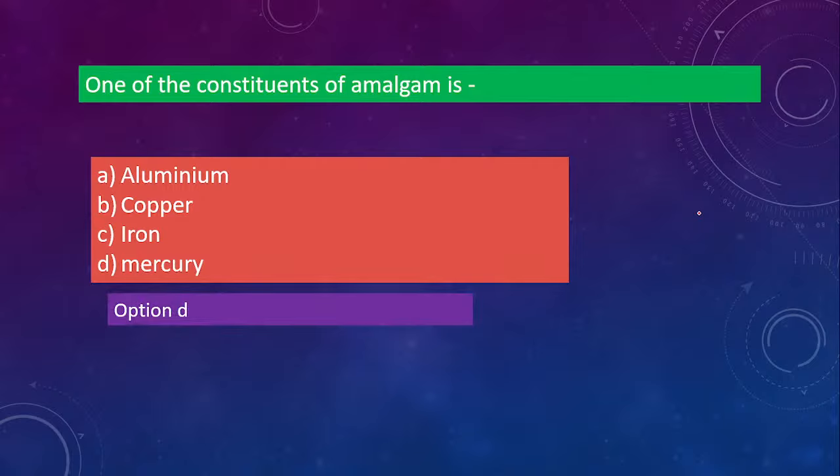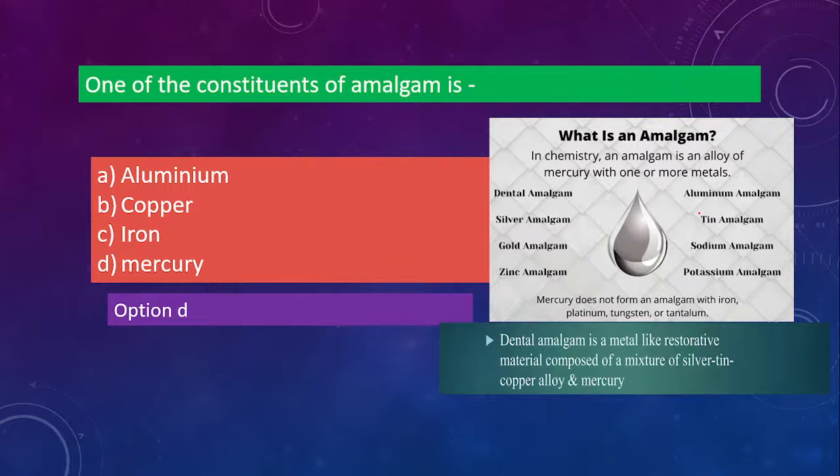Okay. Option A. Most of you are going for option A and D. So option D is the correct answer. Option D means mercury. Amalgam में mercury होता है. Main constituent is mercury. ठीक है. Remember this. So amalgam is an alloy of mercury with other metals.